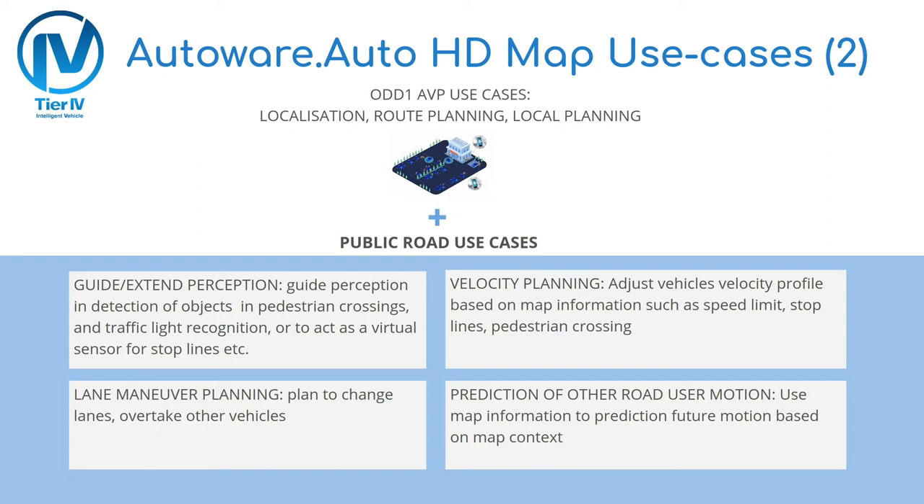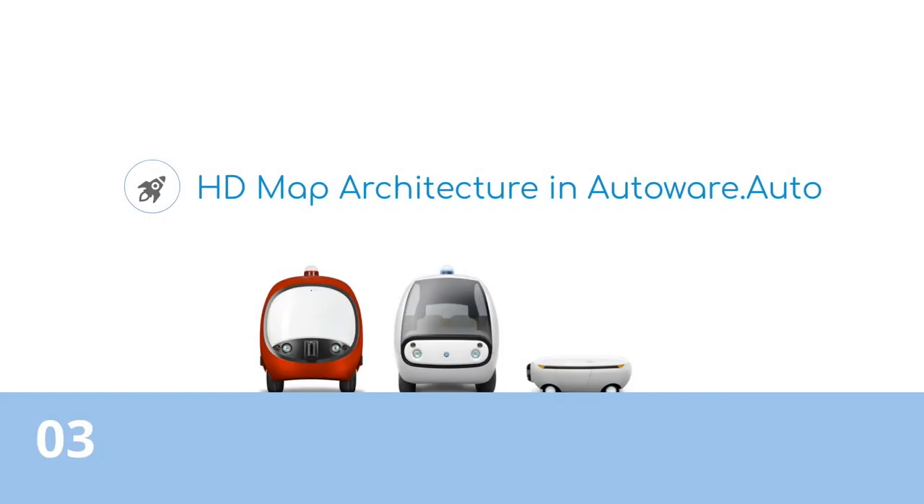Another very important use case for public roads is in the prediction of other road users' motion. Map information such as lanes and pedestrian crossings, footpaths and traffic regulations, etc., can help to predict the future motion of other traffic participants, such as assuming a car will continue to stay within its lane and will obey local traffic rules.